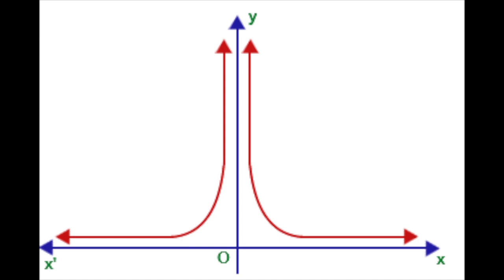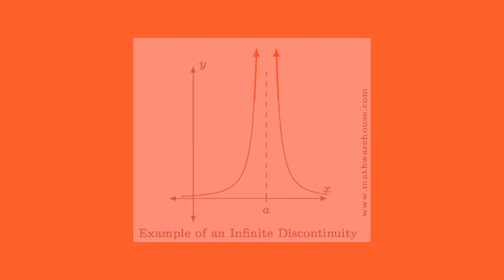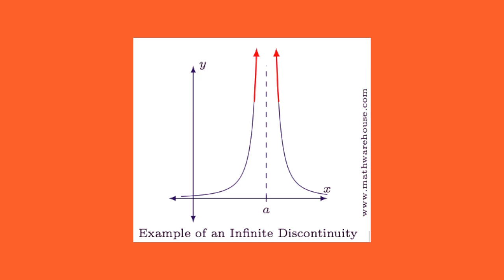The next type of discontinuities are infinite discontinuities, where both one-sided limits are infinite. Here we have an example of a piecewise function, where x cannot be 0 in the first part, and in the second part, x has to be 0. Here we can see in the graph that both sides are infinite. They never touch, and they have an asymptote at a.